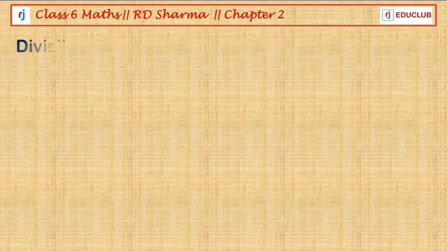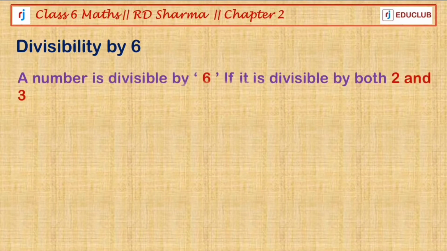Next is divisibility by 6. A number is divisible by 6 if it is divisible by both 2 and 3. We know the factors of 6 are 1, 2, 3 and 6. 6 is the number itself, and 1, 2 and 3 are also its factors. So a number is divisible by 6 if it is divisible by both 2 and 3. The number should be divisible by 2 and also 3, then only that number will be divisible by 6.